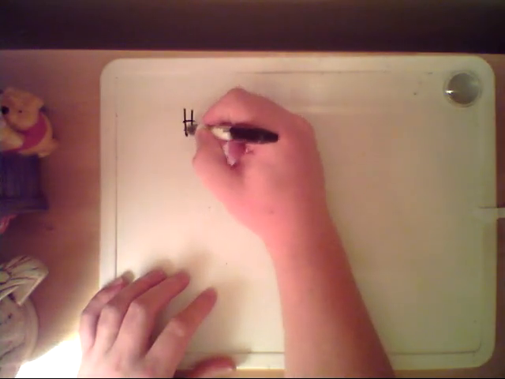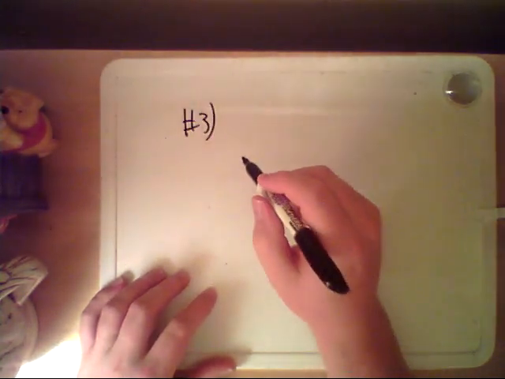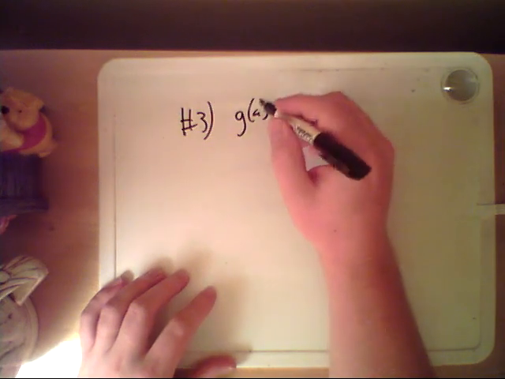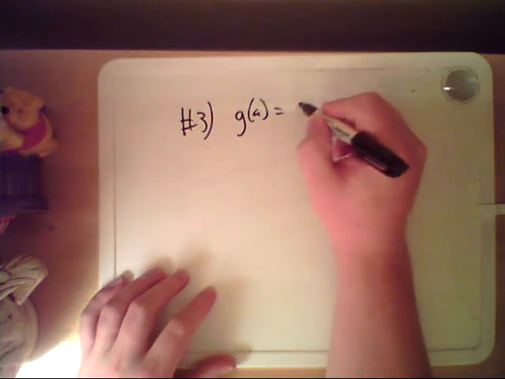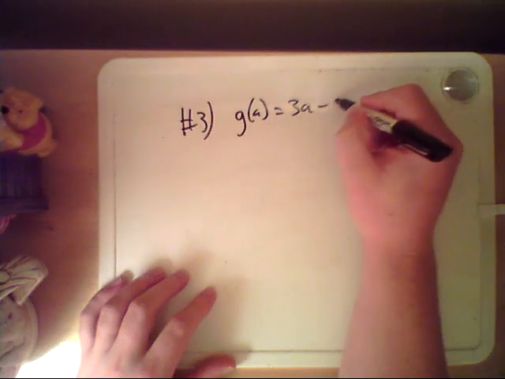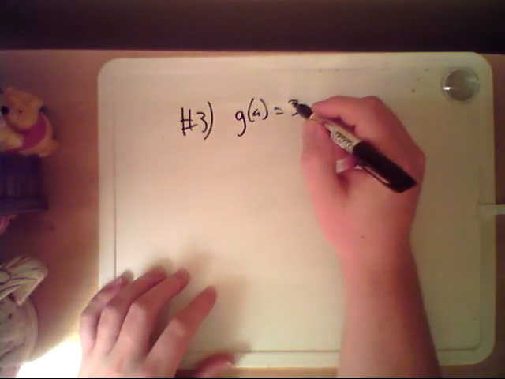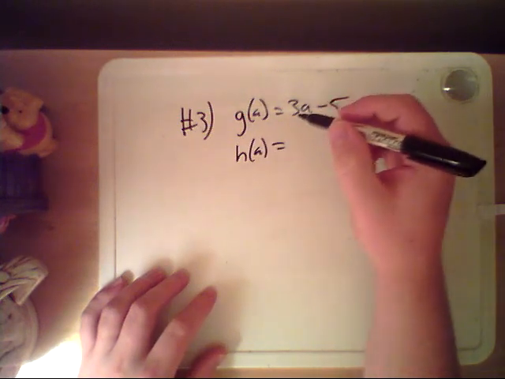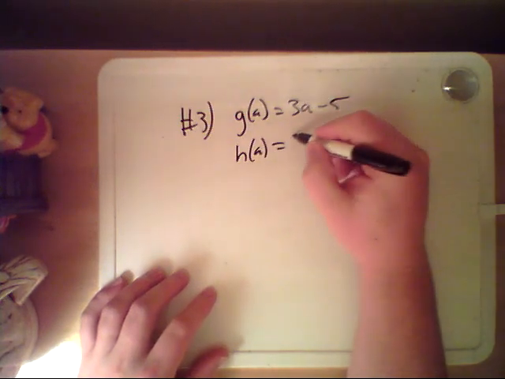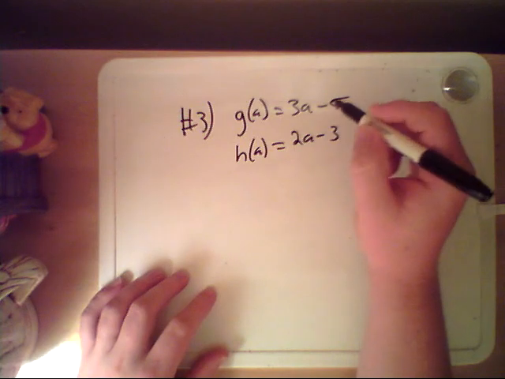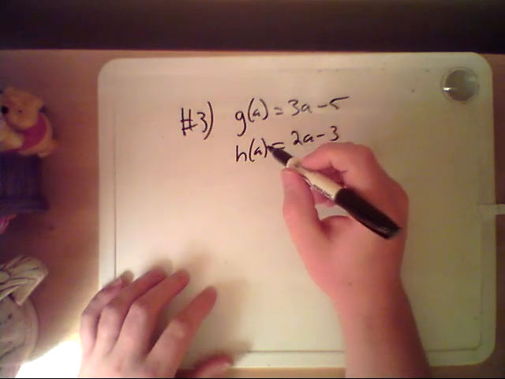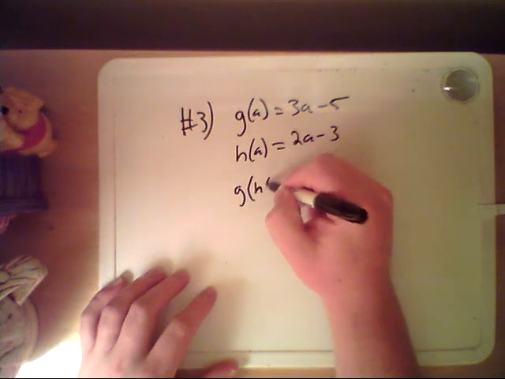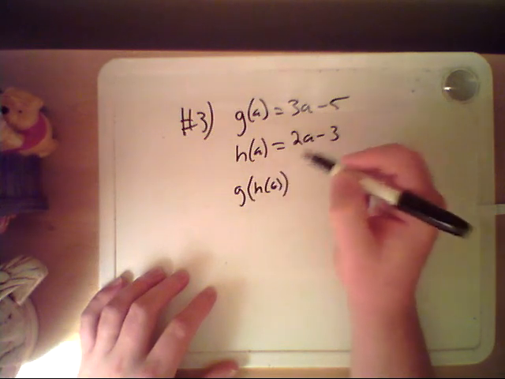Number 3, we have g of a that's defined as 3a minus 5. And h of a is defined as 2a minus 3. And we're asked to find g of h of 6. G of h of 6.